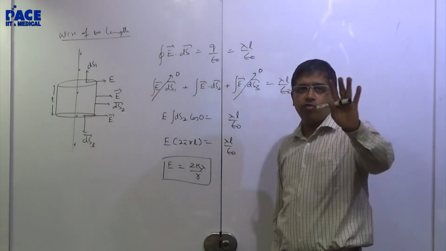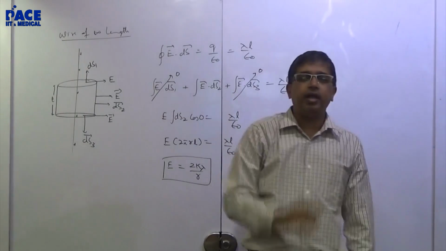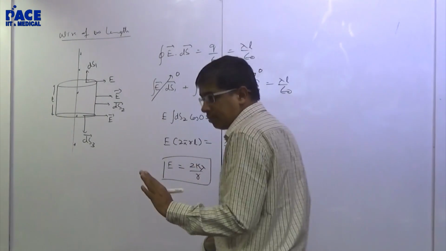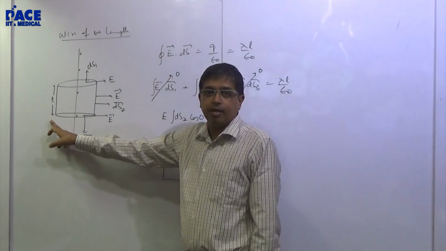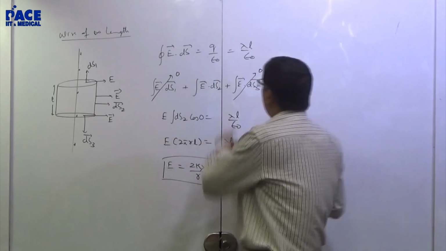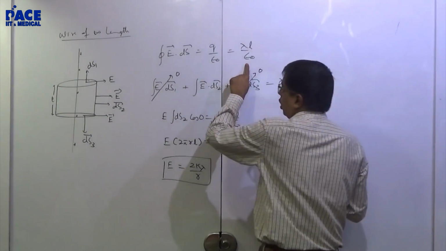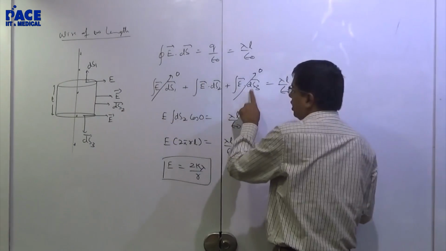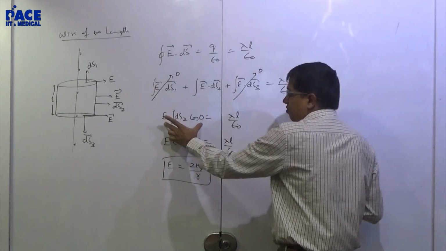Listen, all of you concentrate on it. I repeat, here I cannot assume a spherical Gaussian surface. If I assume that, the angle between E and dS will be varying. So you assumed a cylindrical Gaussian surface of length L. The closed integral of E dot dS will be q net, that is lambda L by epsilon naught. This will be E dot dS1, E dot dS2, E dot dS3. These two became 0 as they are perpendicular. I am left with this.